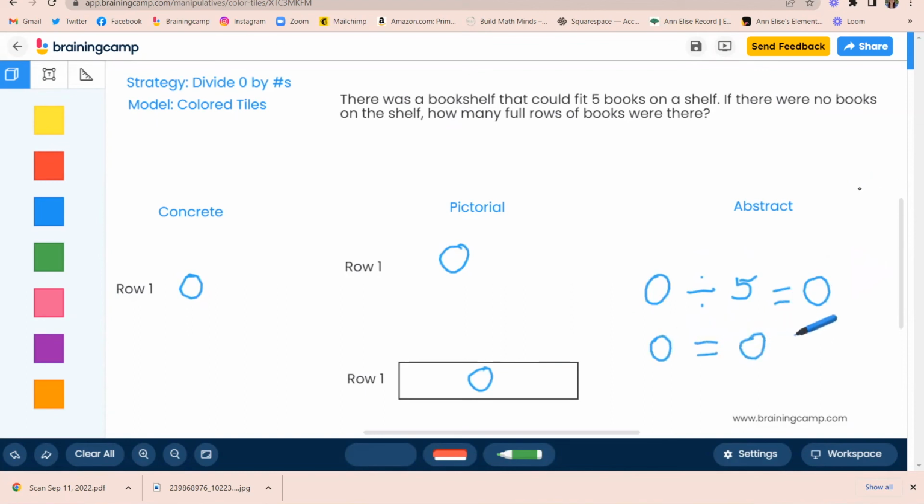Again, it looks unfamiliar to the students. That's why it looks tricky. But the more often they see it, the less tricky it will look for them. And also we can be relating this to the multiplication fact that 5 times something will give us 0. So 5 books on a shelf times some number of shelves would give us 0 books. Well, it must be 0 shelves.